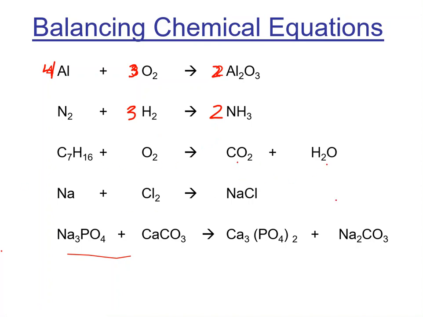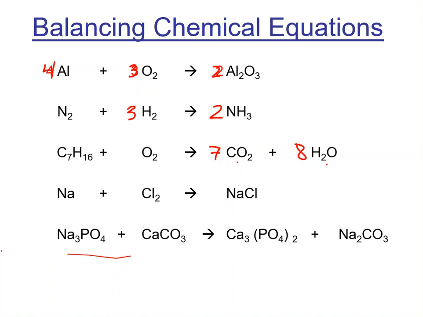Notice oxygen appears in 2 different products, so it's best to save oxygen for last. So let's start by balancing carbon. I have 7 here and 1 there, so I'm going to drop a 7 in front of CO2. Here I have 16 hydrogens, and here I have 2, so I have to place a coefficient of 8 in front of water to make 16 hydrogens.